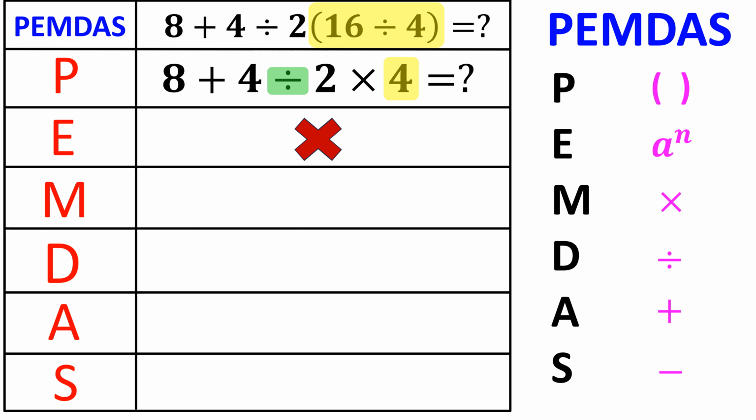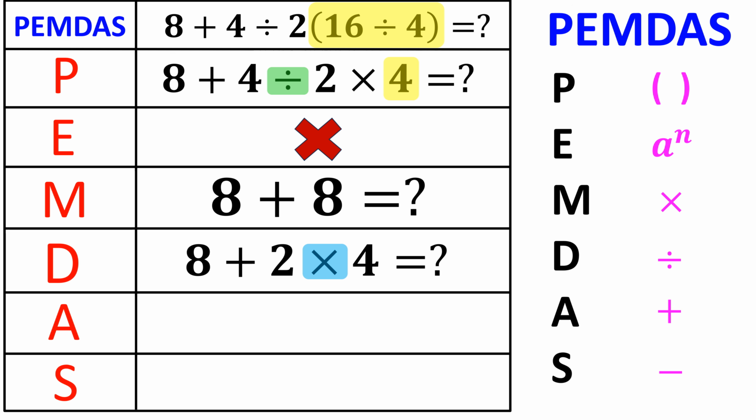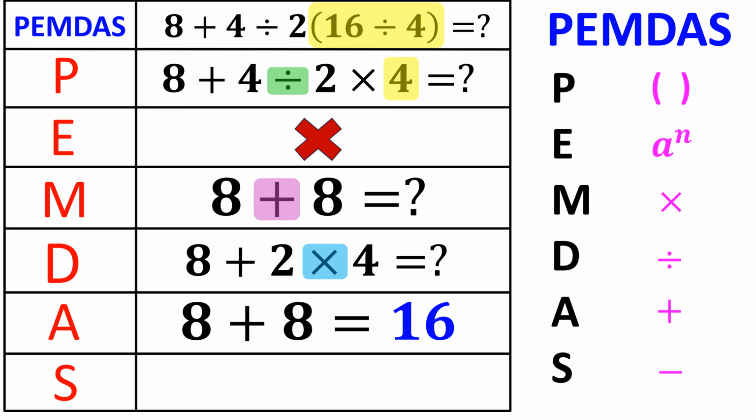4 divided by 2 equals 2, and the expression becomes 8 plus 2 times 4. Now it's the turn of multiplication. 2 times 4 equals 8, and the expression becomes 8 plus 8. Now it's the turn of addition. 8 plus 8 equals 16, and since there was no subtraction, our final answer is 16.